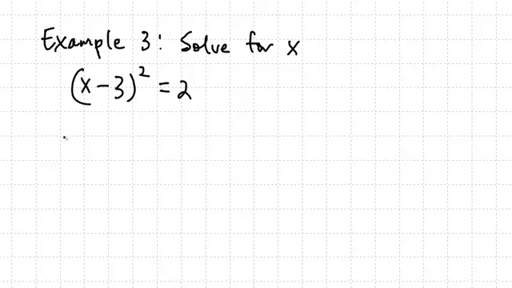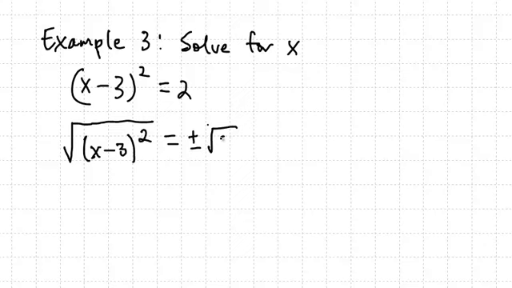And if we do that, we can think of taking the square root of this entire expression. So the square root of this whole thing will be equal to positive or negative square root of 2. Now the square root of (x − 3)²: what multiplied by itself will give me (x − 3)²? Well, that's just going to be plain old x − 3. You can think of the square root and this exponent canceling each other out. And that's equal to positive or negative root 2.